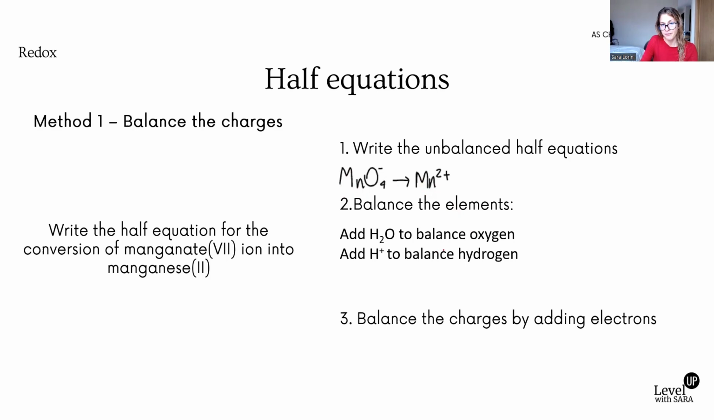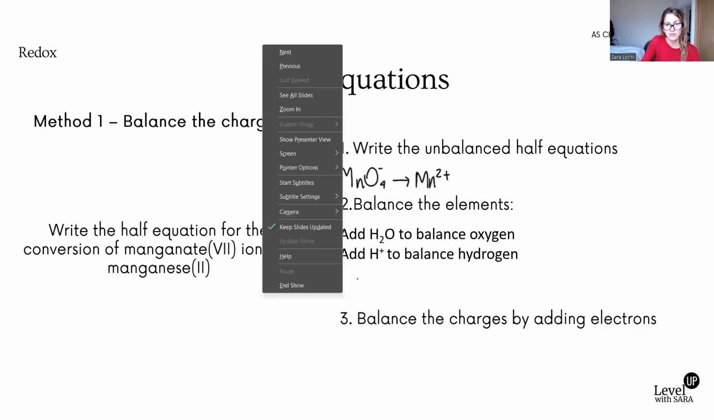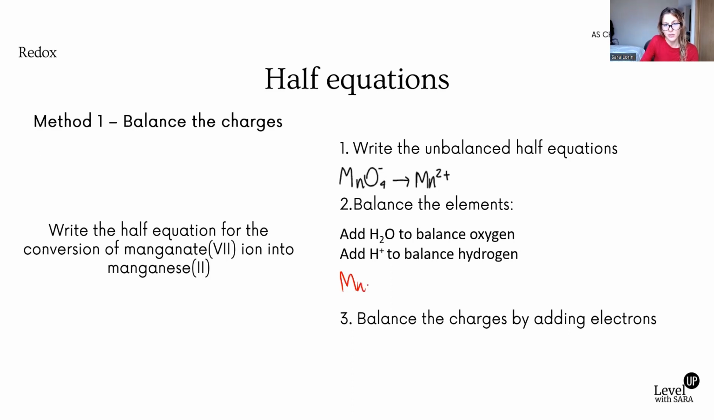We add water on the opposite side to balance the oxygen. So let me see if I can draw. Manganese oxide to manganese 2+. We need to add 4 waters so that we have 4 oxygens on both sides. These, of course, unbalance another element, the hydrogen. So to balance that, we add H+ on the opposite side. In this case, we would add 8 H+ on this side.